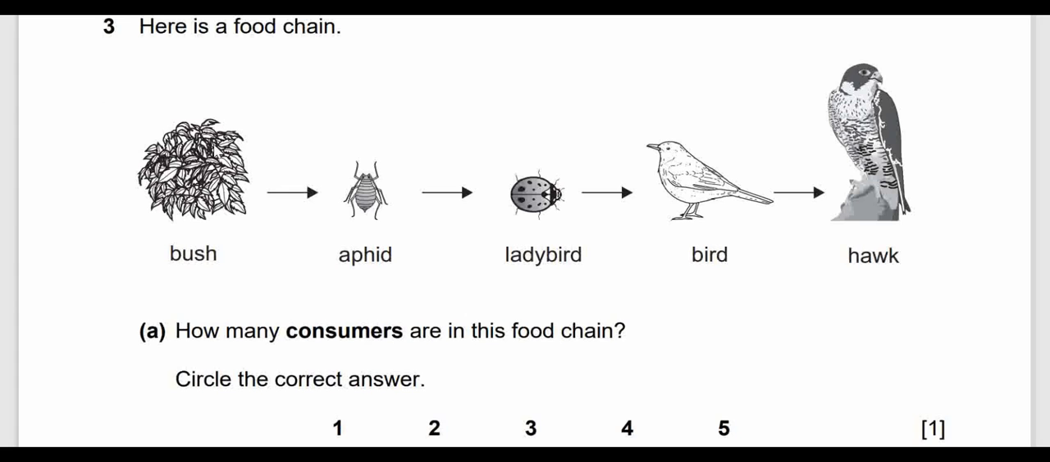Here's a food chain: bush, aphid, ladybird, bird, hawk. Question A. How many consumers are in this food chain? Circle the correct answer. 10 seconds from now.